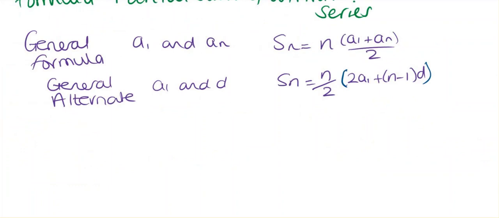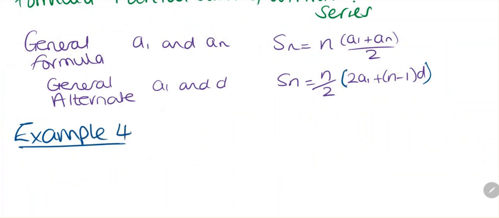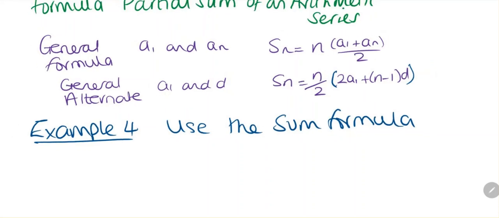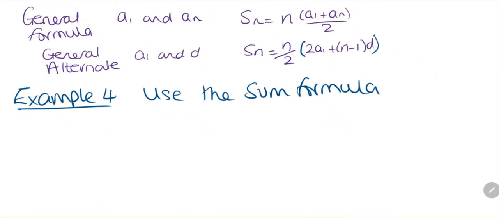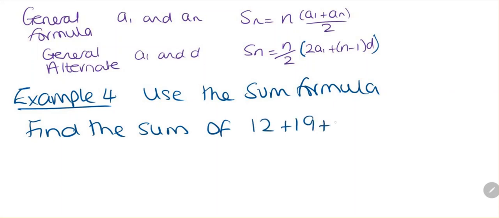We're going to have a look at an example. In our book, this is example 4, and we're going to use the sum formulas. We have to find the sum, and we have 12 plus 19 plus 26 plus the missing terms, up to 180.